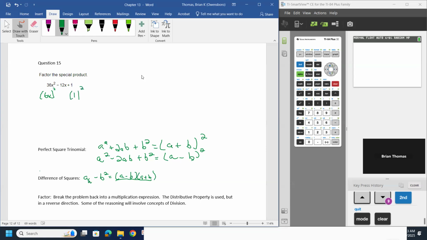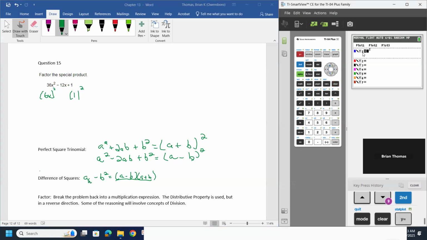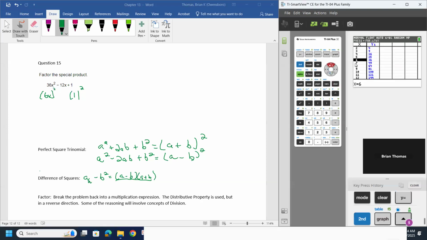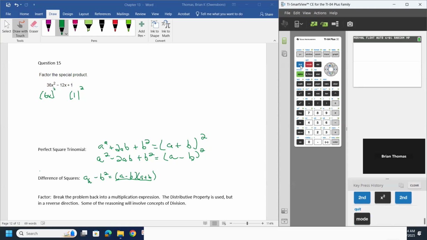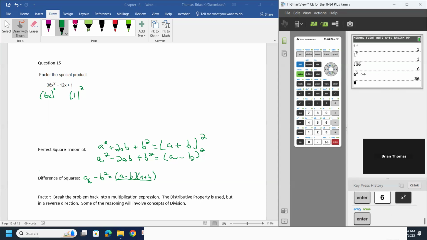So remember, if we go back to our table of squares, if we go to y equals here and see how we have our x squared already there, if I go back to the table, notice that 6 squared would give me 36. And if I go up to 1, notice that 1 squared is 1. You also can do the square root. The square root of 1 gives me 1, so that means that 1 squared is 1. The square root of 36 gives me 6, so 6 squared does give me 36. Notice how those are interchangeable.